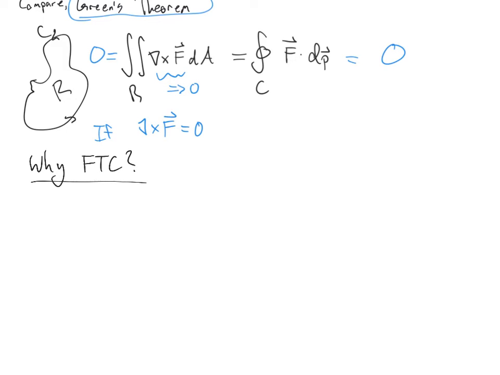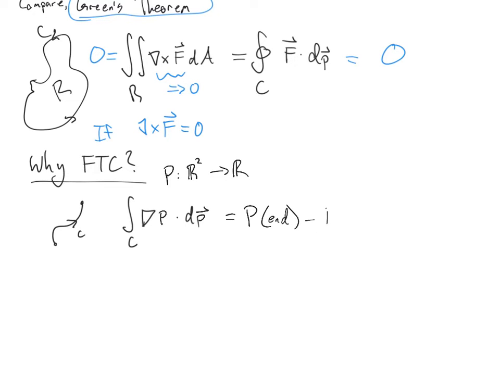The fundamental theorem of calculus for line integrals, if we compare: we had this C going from the start to the stop, of the gradient of p dot dp, where let's say p is a potential function, p from R2 to R. Then this was the same as p at the end minus p at the start.